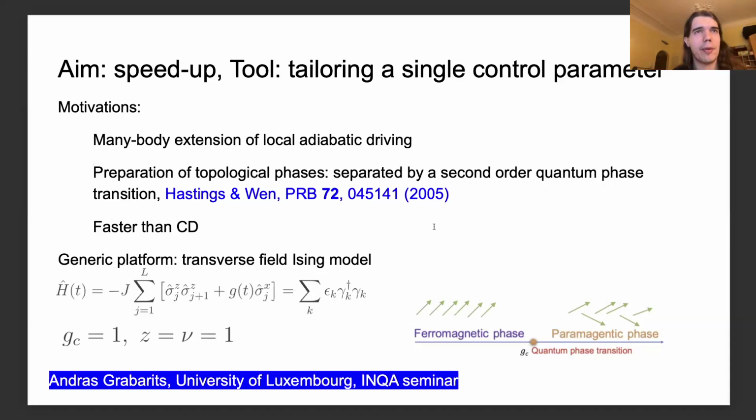Our generic platform example is the transverse field Ising model, spin chain with closed boundary condition with ferromagnetic couplings and uniform transverse field, which can be mapped to independent two-level systems labeled by the momentum or mode. It has a critical point, a second order phase transition, at g equal 1 if J is set to 1, with critical exponents z and nu equal 1. This is a good model. Everything is 1. The critical point separates the paramagnetic and the ferromagnetic phases, the simplest version of topologically trivial phases.